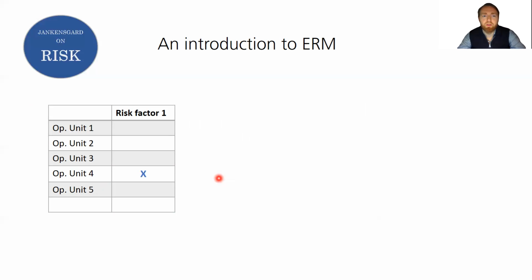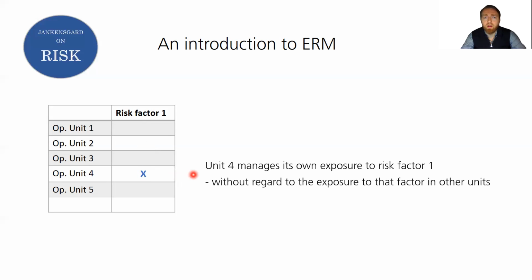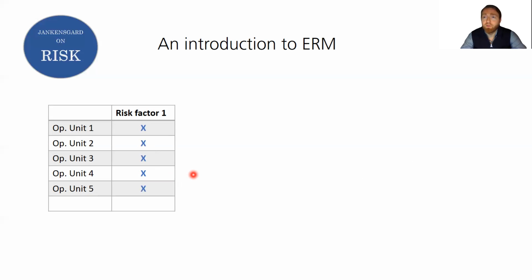So here we are going to illustrate some of these ideas. We have a risk factor here that could be an exchange rate or whatever you prefer to think of here. There are 5 business units, and unit 4 here is exposed to risk factor 1, and it manages this risk exposure according to its own preferences. So it's a so-called silo, and they are doing this without taking into account the exposures that exist in other operating units. So there's a clear lack of coordination here.